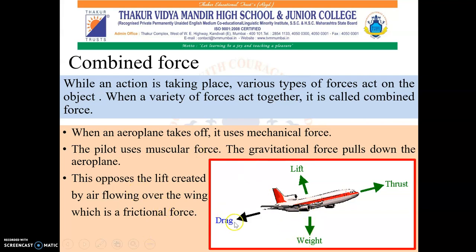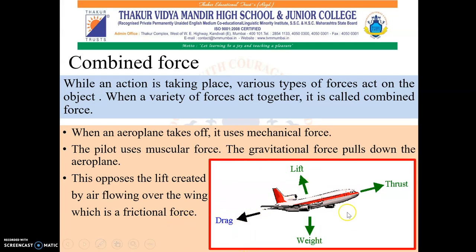And finally the last one, that is drag. You can see the arrow, it is in the opposite direction to that of the motion. So this drag is created because of the frictional force, as it always opposes the motion. So this opposes the lift created by the air flowing over the wing, which is a frictional force. So here the aeroplane is moving in the forward direction, but there is a drag. There is a frictional force because of which a drag is created in the opposite direction, as the aeroplane is trying to move against the air with the help of the wings.